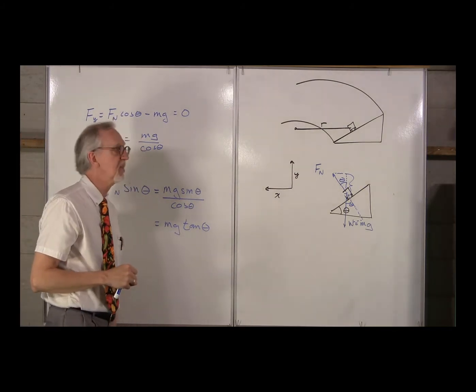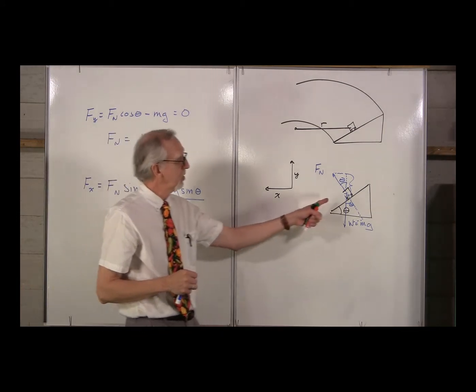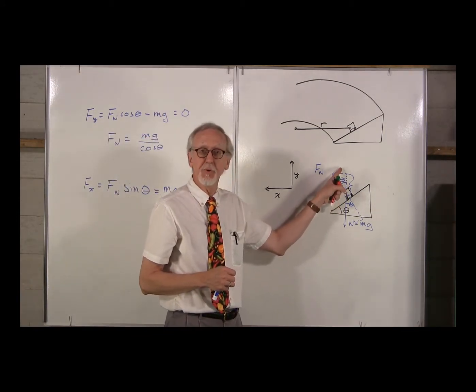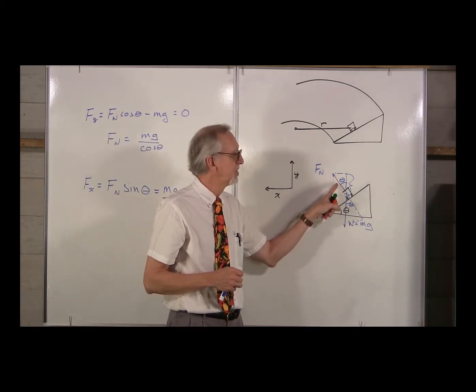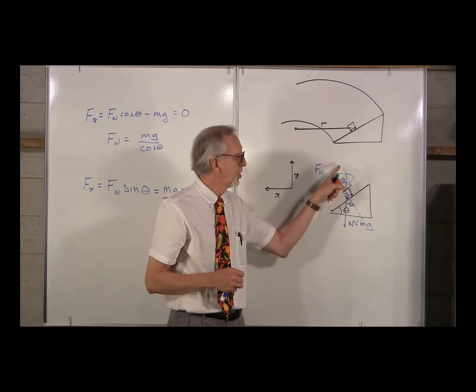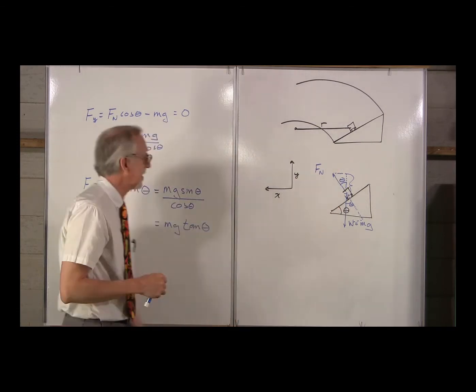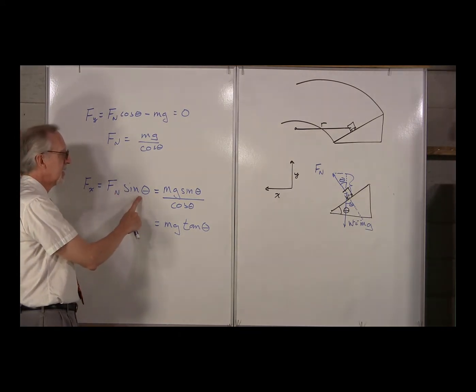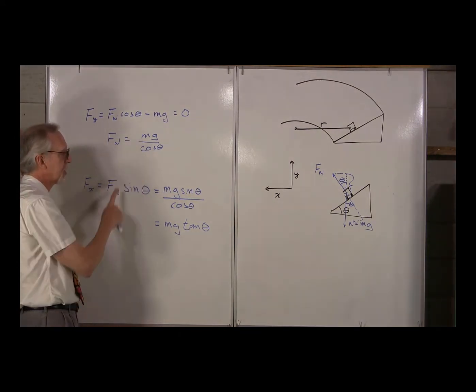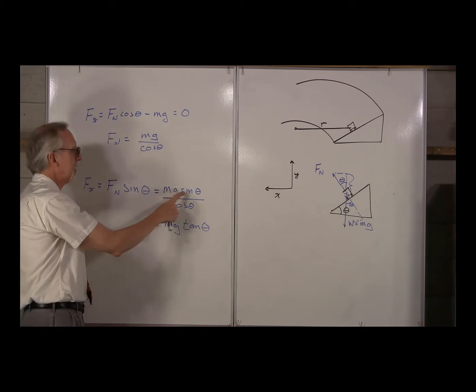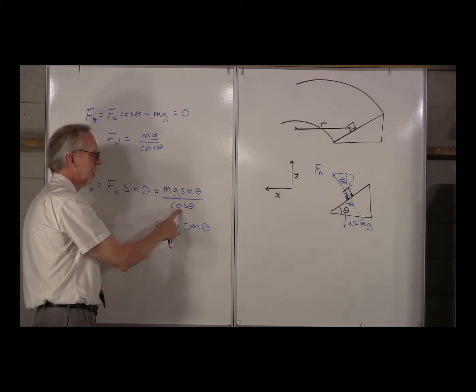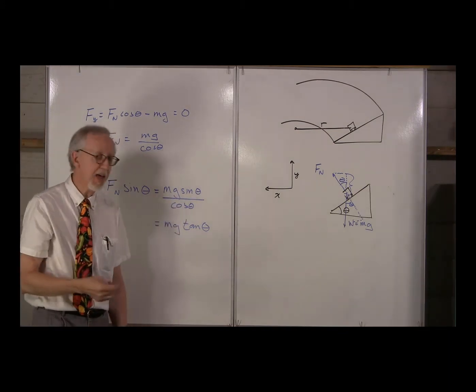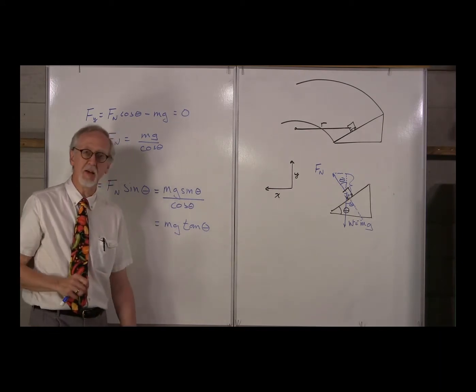What about the forces in the x direction? Well, the only force in the x direction is the x component of the normal force, which is the side opposite theta, which will be Fn sine theta. So we have the forces in the x direction are Fn sine theta. The normal force is mg over cos theta, so we have mg sine theta over cos theta, and sine over cos we know is tan, so that's mg tan theta.